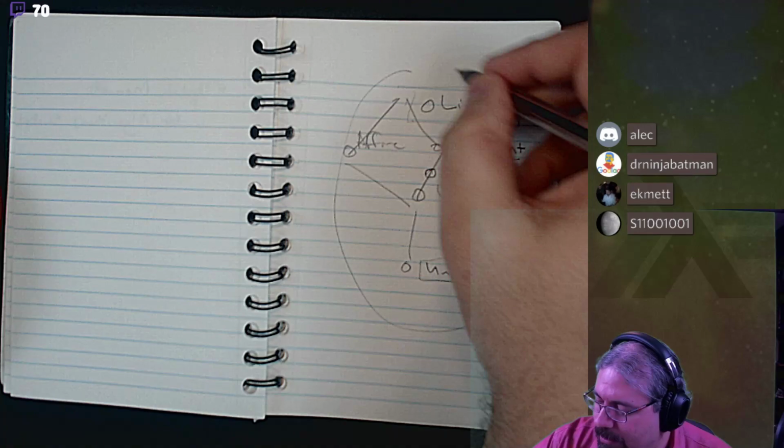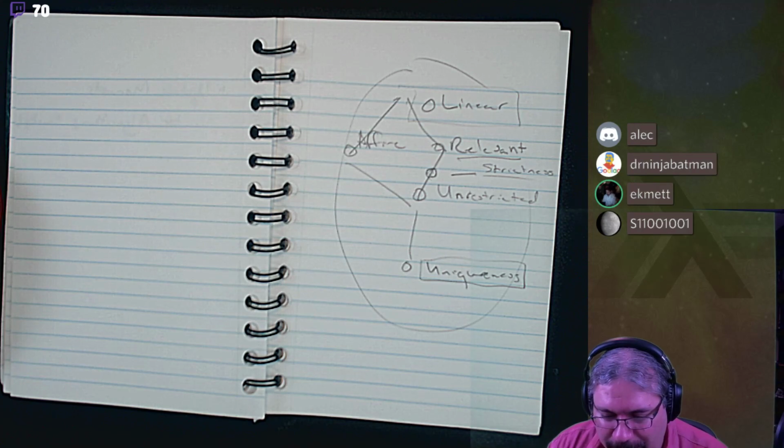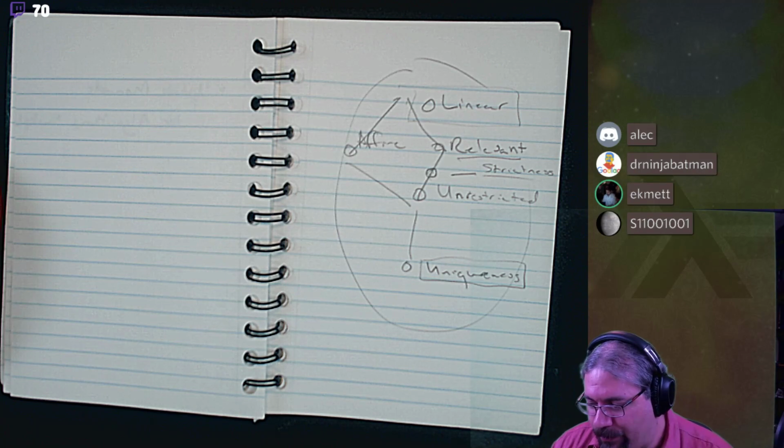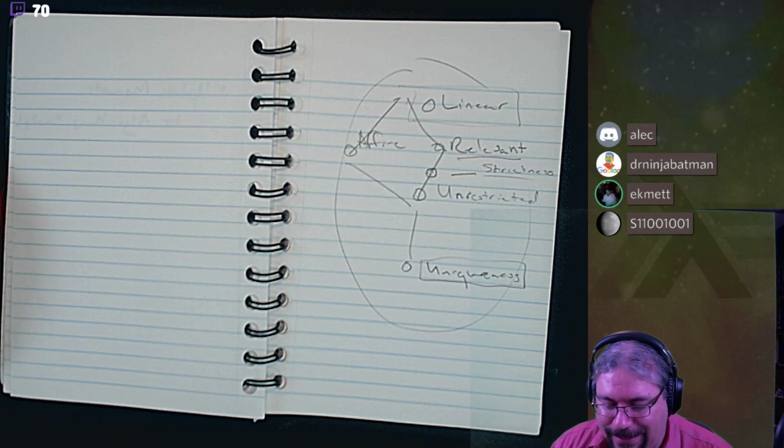So when you ask me, do I see applications of affine types and relevant types? I say relevant types tend to fall apart. I think I want strictness more often than I want true relevance. I want relevance as a component of linearity. Uniqueness is not ordered. Ordered is something else.